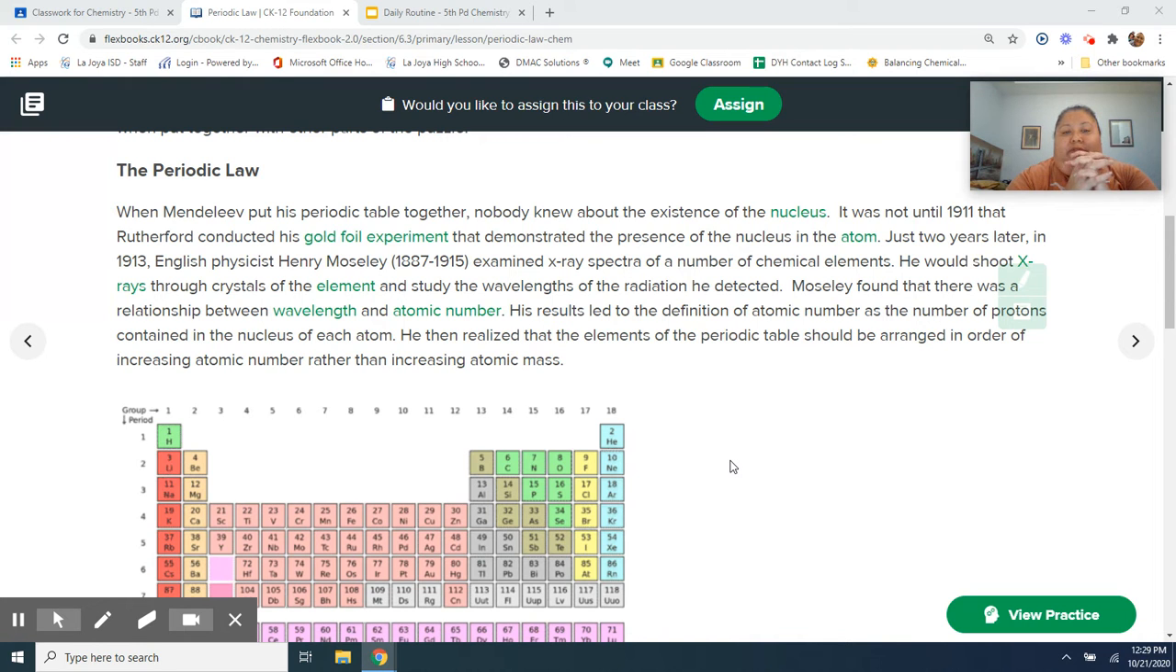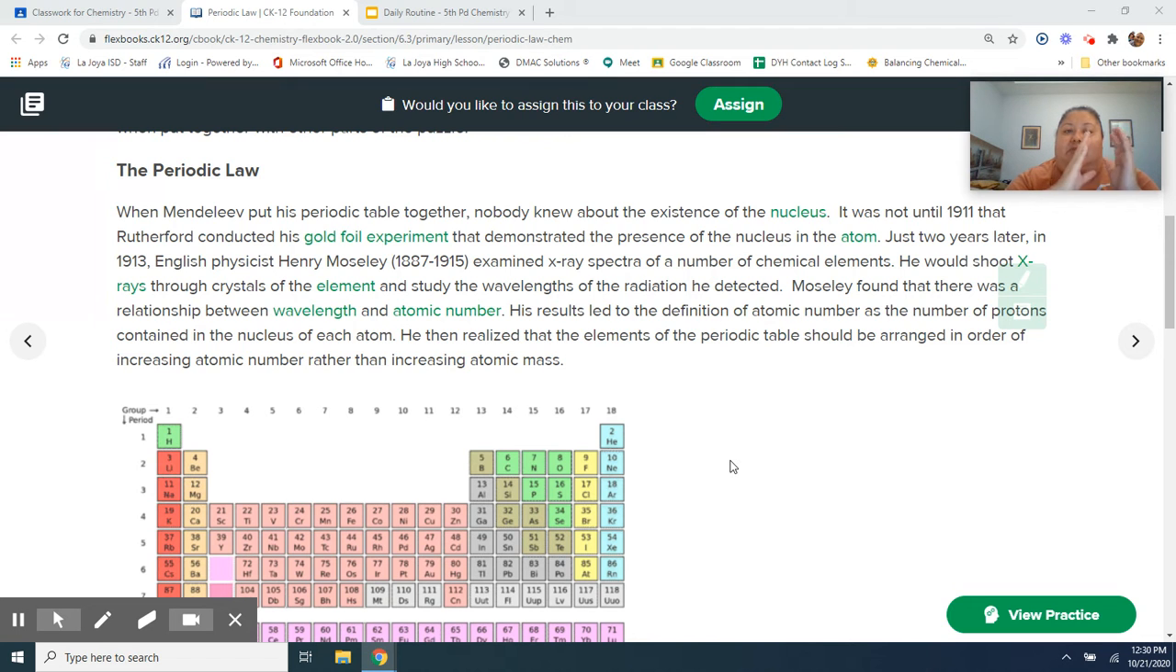When Mendeleev was publishing and putting his periodic table together, he didn't know about the existence of the nucleus. Why? Because the nucleus wasn't discovered in 1869. It wasn't discovered until maybe 30 years later, in 1911, when Ernest Rutherford was conducting his gold foil experiment. And when he did this gold foil experiment, that's when the nucleus was finally discovered.